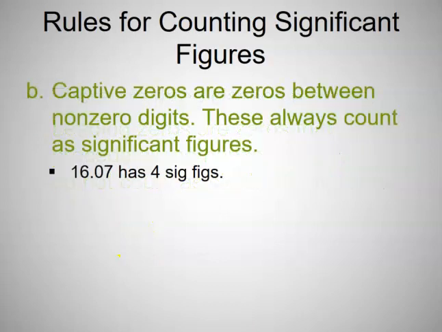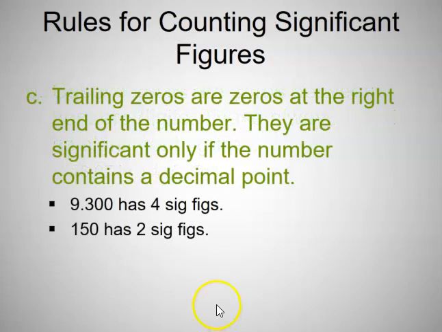The next class of zeros are the captive zeros. And just like the name implies, they are captive. They're trapped inside the number, kind of sandwiched in there. So 16.07, that 0 counts. So captive zeros always count. Leading zeros never count. Captive zeros always count.